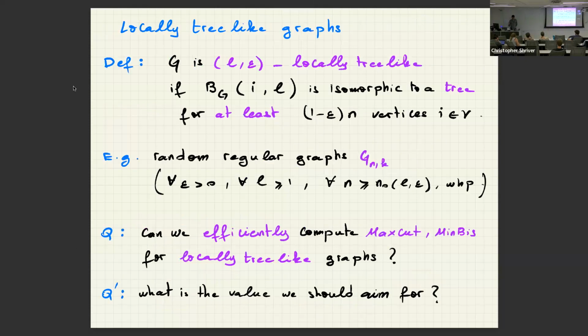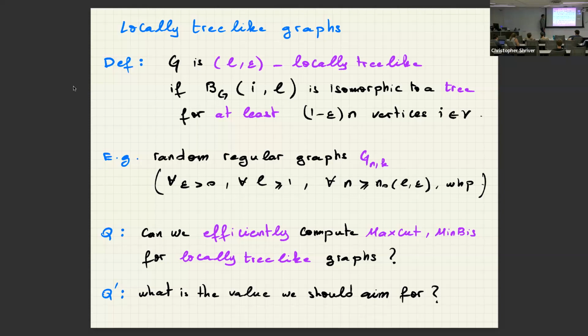So what is the definition of a locally-treelike graph? We're going to say that a graph is (L, epsilon) locally-treelike if for around a 1 minus epsilon fraction of the n vertices i, the ball of radius L around them is isomorphic to a tree. You can think of epsilon to be 0 if you'd like, in which case this means just that the girth of the graph is larger than perhaps 2 times L or something like that.